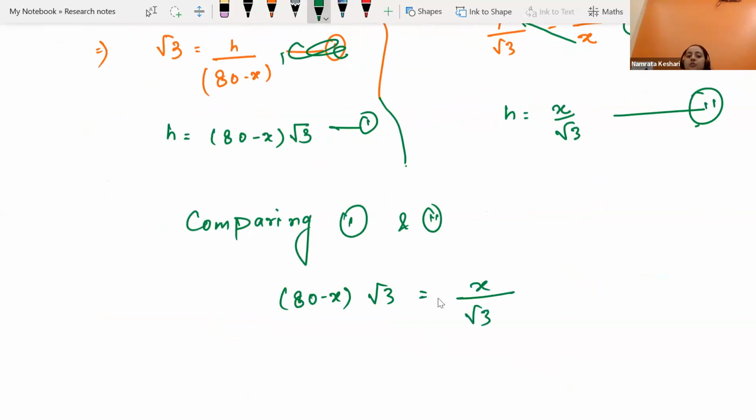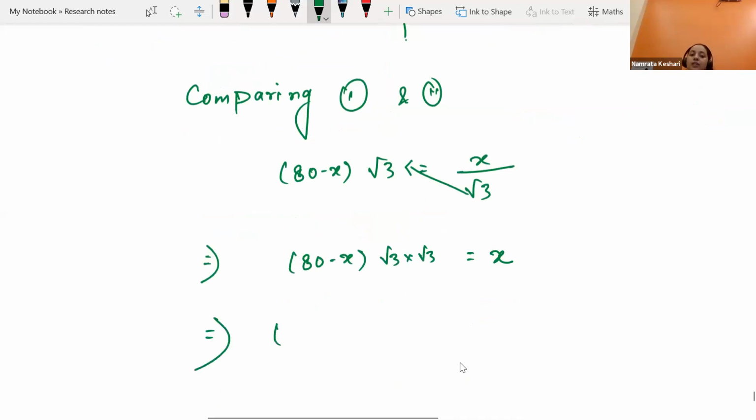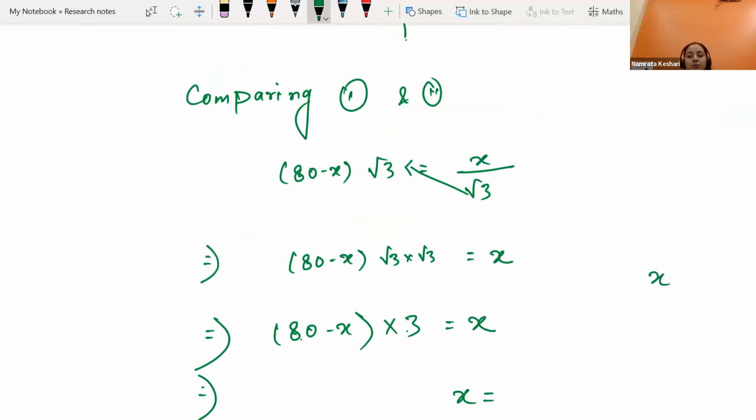Let's try solving it. Let's try finding the x value. If we take root 3 to this side, it will get multiplied over here. So 80 minus x is still there, and root 3 into root 3 is what? 3. Yes, just 3. So we have 80 minus x with just 3 is equal to x. 80 into 3. Please solve it for the x value. Yes, Aisha, what x value have you got? I got 20.